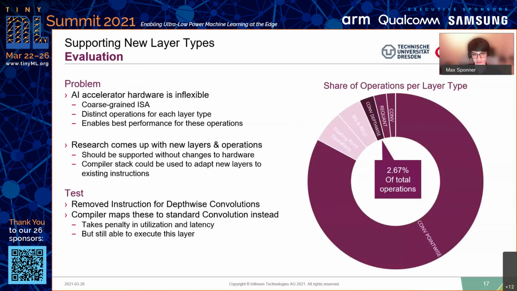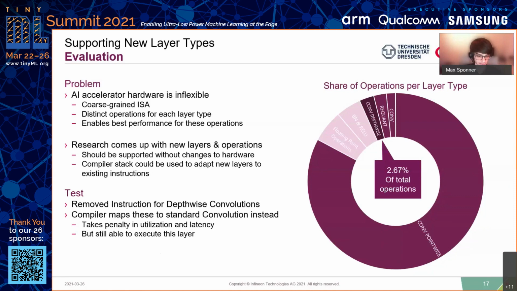Now for an additional test case, we figured that our hardware is quite inflexible, so its coarse-grained instruction set limited its ability to target new layer types and operations, which come up quite regularly in the research community. And to extend our product life, we would like to use a compiler to map new layers to already existing instructions.